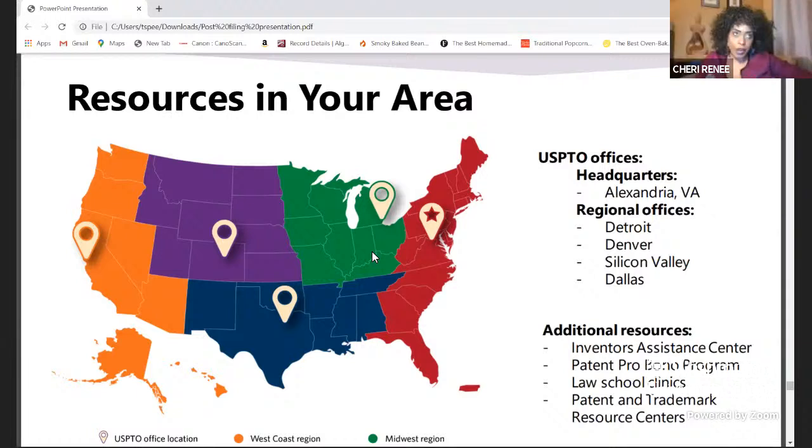And how should they expect to receive correspondence? Is it via mail? Is it via email? Or is it on their USPTO, what do you guys refer to as our individual accounts? Private PAIR.